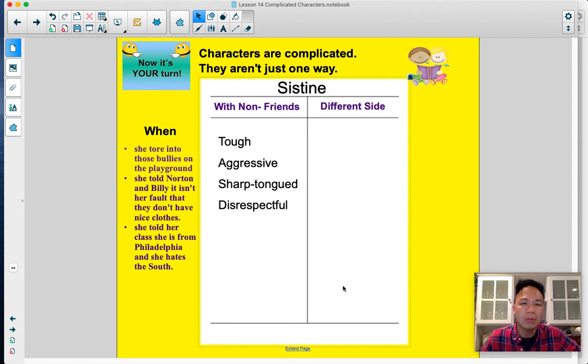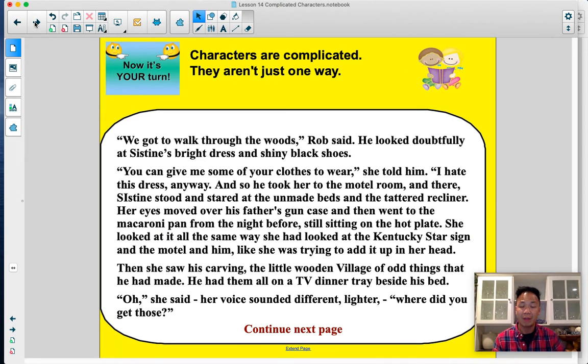But we can also look for things that she does when she acts differently. So let's take a look at a place where she acts differently. For example, this area, when she visits Rob at the Kentucky Star. I'll read it to you.